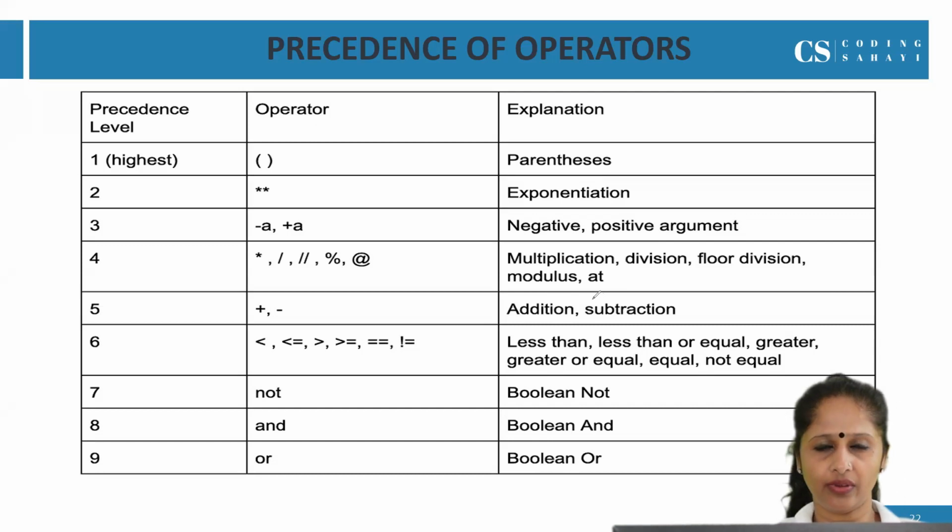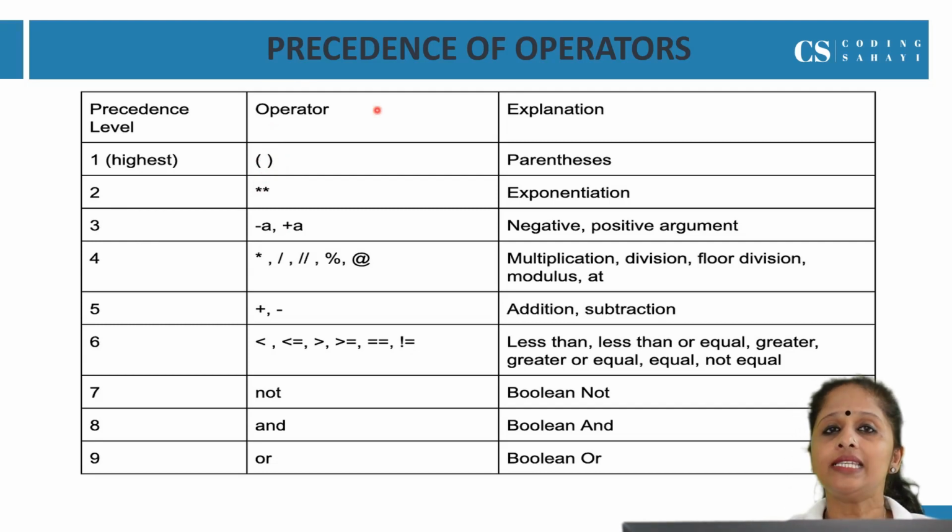All of you know this because in maths you already studied the BODMAS rule: brackets, division, multiplication, addition and subtraction. In the same way in Python, if you have an expression with multiple operators like addition, subtraction, division, modulo, then which part should be executed first? So in Python we have precedence of operators. This is the list of precedence we have in Python.